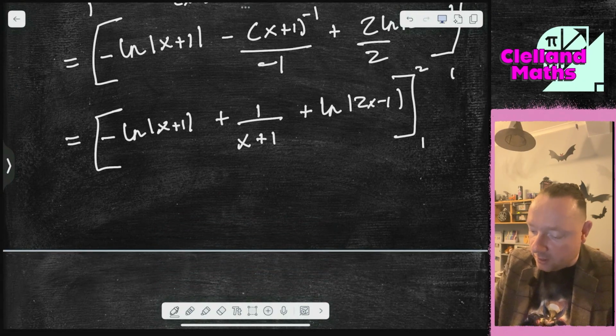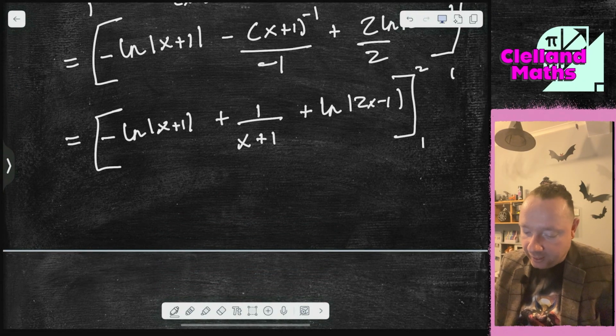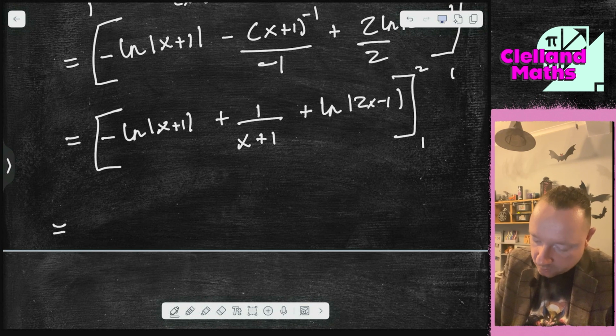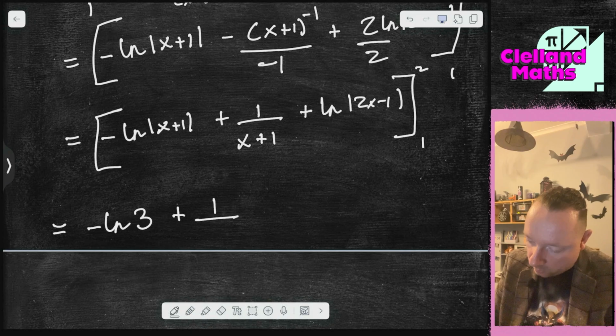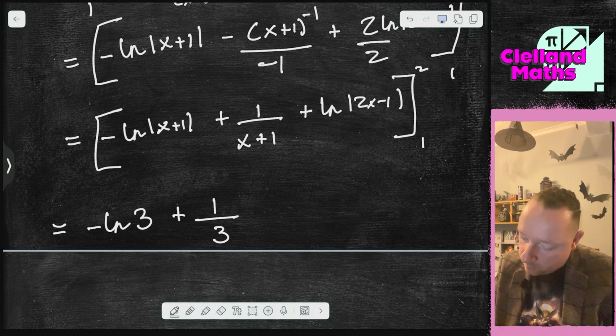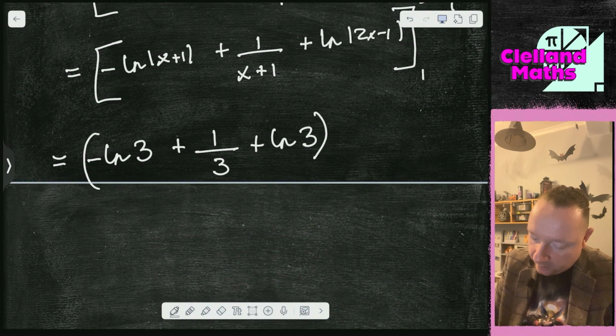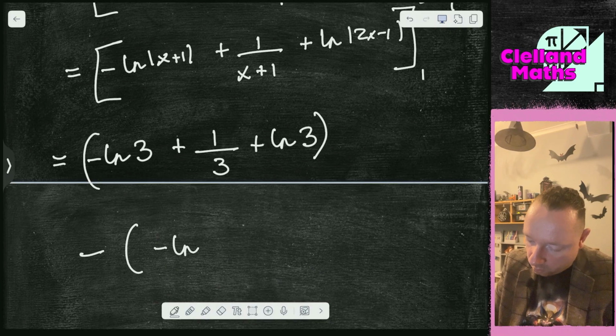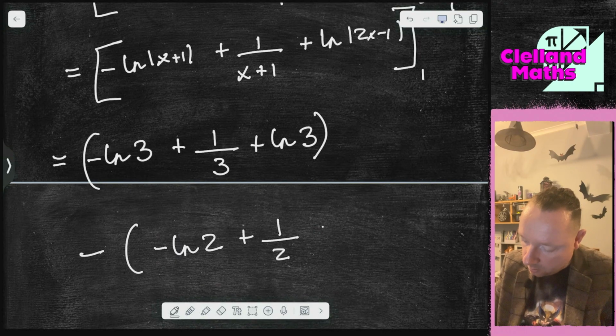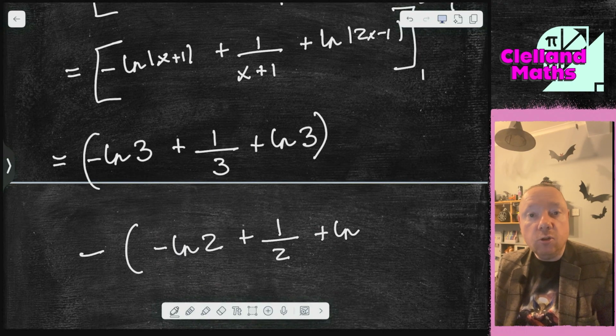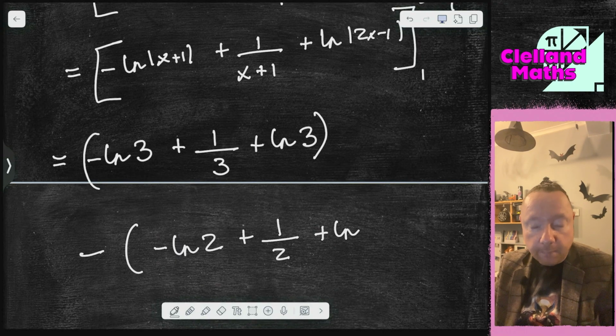You can bring your logs together now or later. It is up to you. I'll do it later. So let's just put my numbers in. So I've got minus log 2 plus 1 is 3, plus 1 over 2 plus 1 is 3, plus log of 2 2's is 4 minus 1 is, well, 3. So that's my first term. Take away minus log 1 plus 1 is 2, plus 1 over 1 plus 1 is 2, plus log of 2 1's is 2 minus 1 is 1.